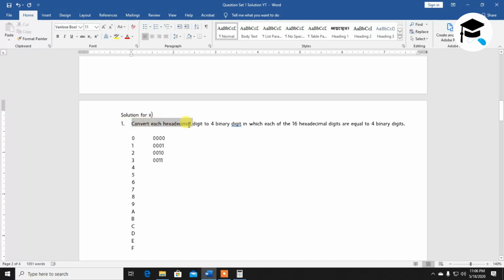Convert each hexadecimal digit to 4 binary digits. It means 3, 4, 5, 6 up to F you need to convert. F means total 4, there are 4 digits. Similarly, you can convert all these. A means 10, B means 11, C means 12, 13, 14 and 15, and including 0 there are 16 digits, so it is known as hexadecimal. Now let's move towards the question.